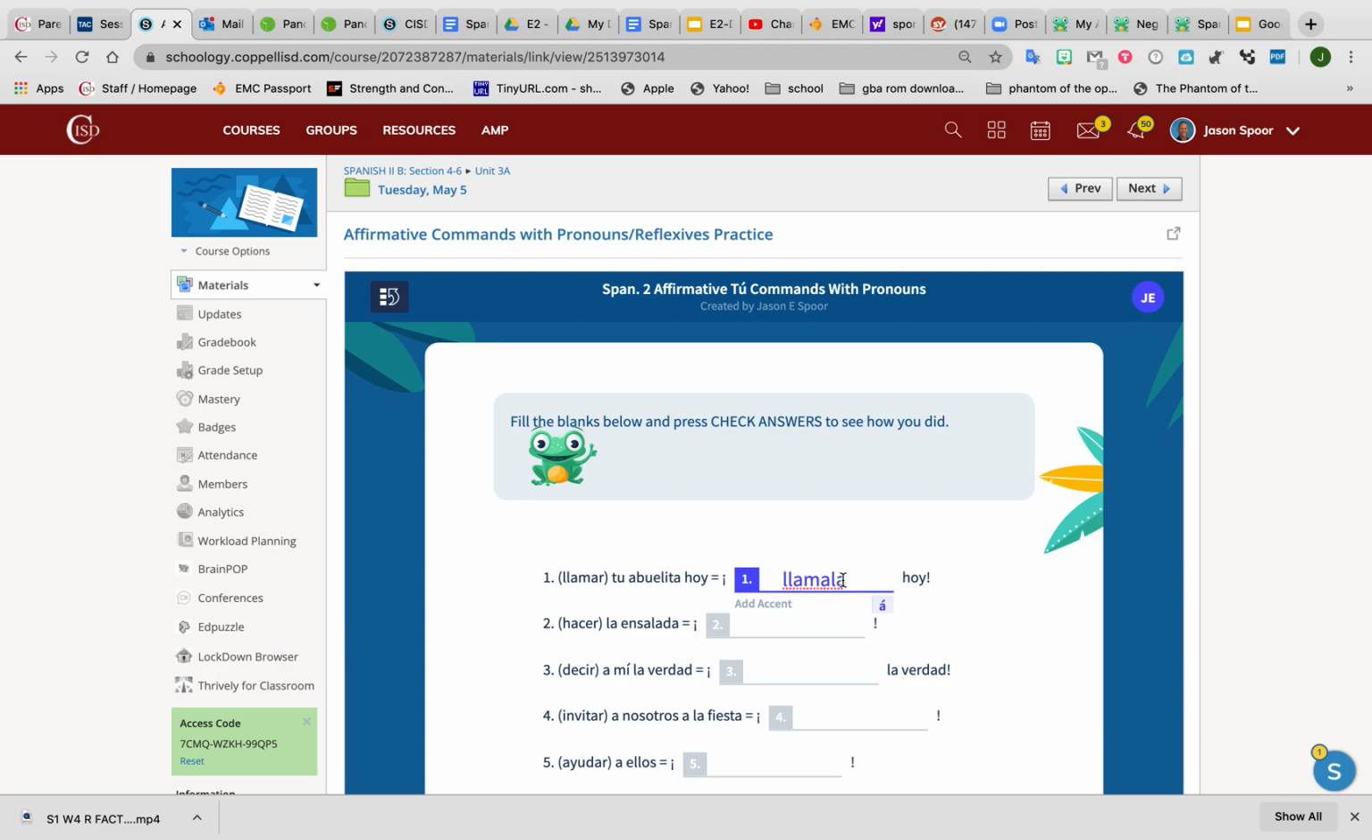But now, here's the deal. I got too many syllables. Starting at the end of the word, llámala, including the pronoun, I got to count back 3 syllables. La is 1, ma is the second syllable, and then the ya right here is the third syllable. So since there's so many syllables, I have to add an accent mark over the a. And there we go, llámala. Okay.